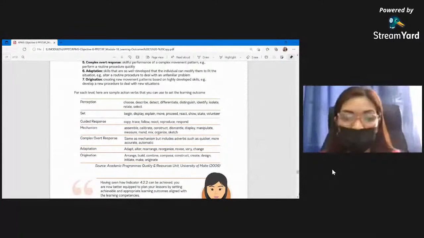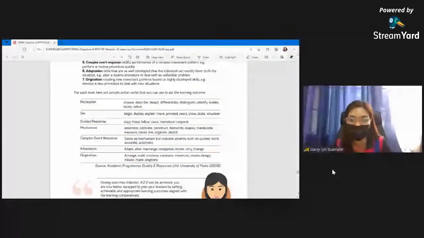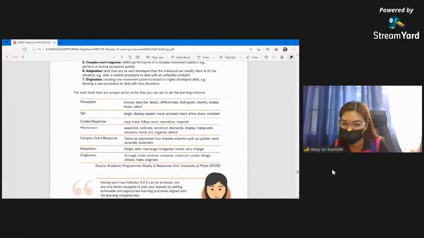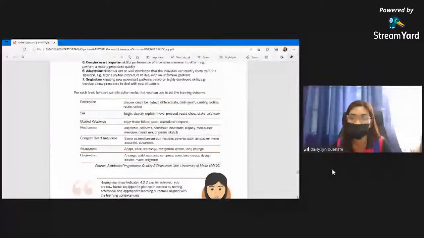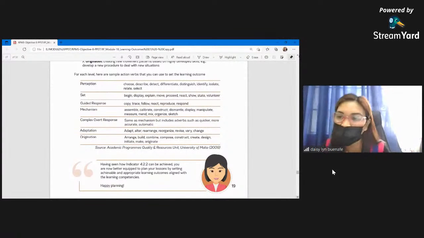Then adaptation: adapt, alter, rearrange, reorganize, revise, vary, and change. Then origination: arrange, build, combine, compose, construct, create, design, initiate, make, originate. Those are examples of motor. So this is my topic for this afternoon. Thank you very much for listening.